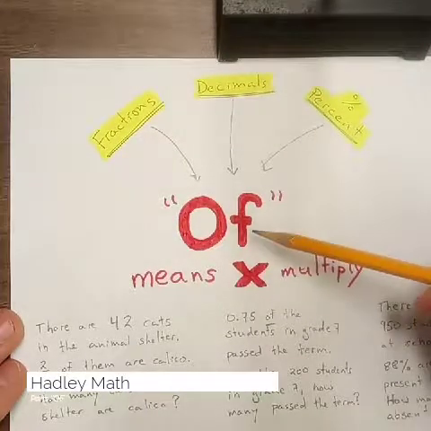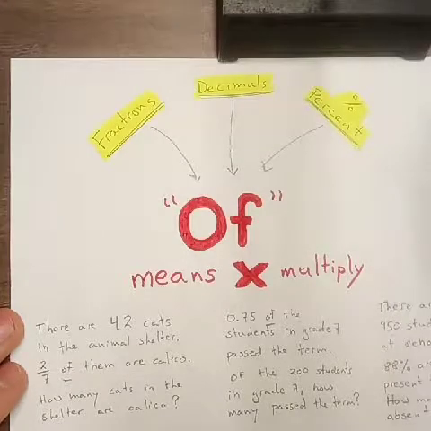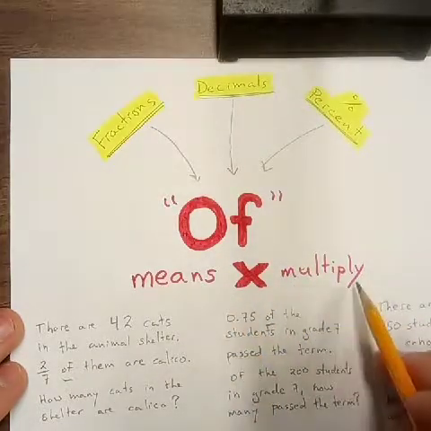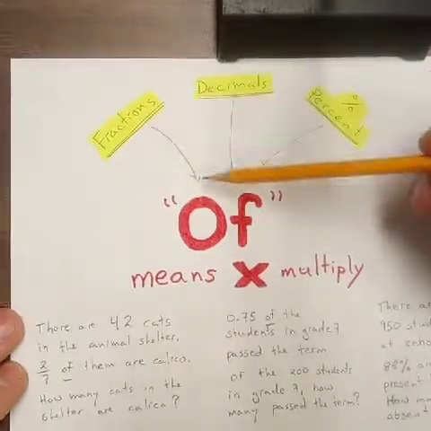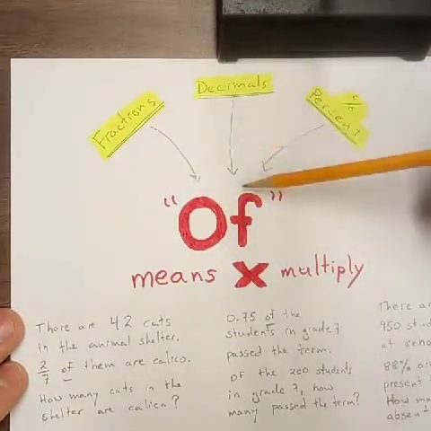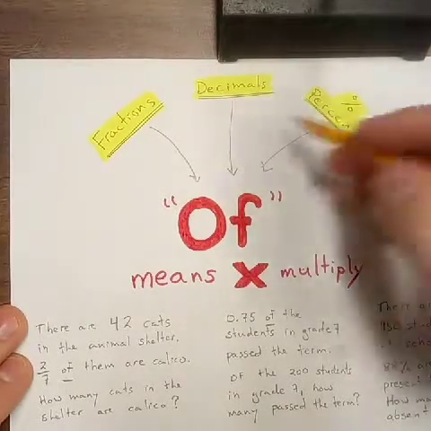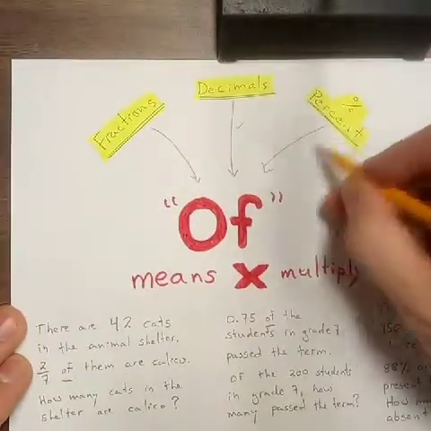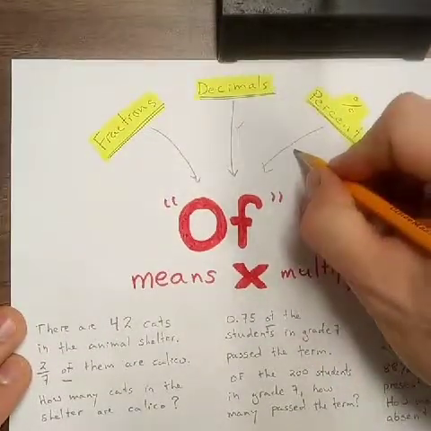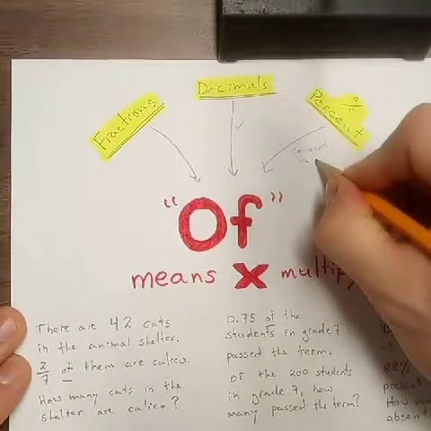Today we're looking at the word "of." In the context of a word problem, "of" almost always means multiplication, to multiply. So we'll see fractions of a number, decimals of a number, and percent of a number. When you're looking at decimals of a number, that's perfect, you don't need to change it. When you're looking at percent of a number, you need to convert the percent to a decimal.